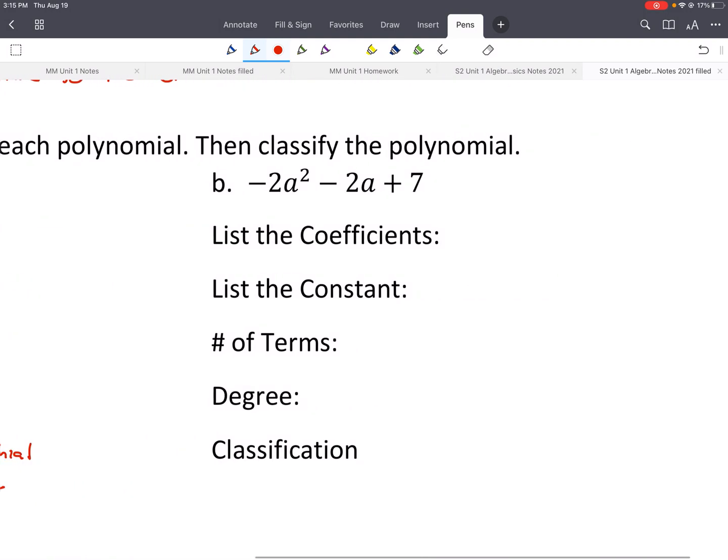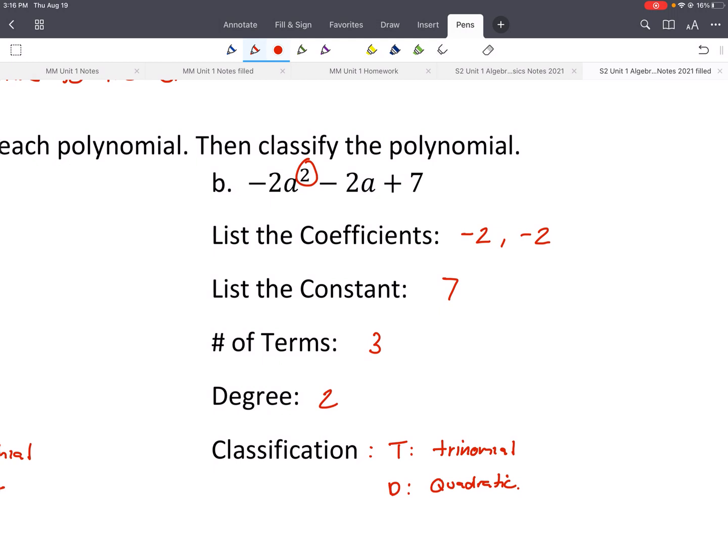All right, so here's another example. If you want, you can pause and give this a try. Coefficients, we have -2 and another -2. So if you have the same thing again, just write it again so we can keep track of how many things we've got. All right, and then we have a constant of 7. Number of terms, we have 3, so that's 1, 2, 3. And then the degree, the highest exponent is 2. And then we will classify. So by terms, we have 3 terms, so that's mono, bi, tri, so it's a trinomial. And then by degree, its highest exponent is a 2, so that is called a quadratic.